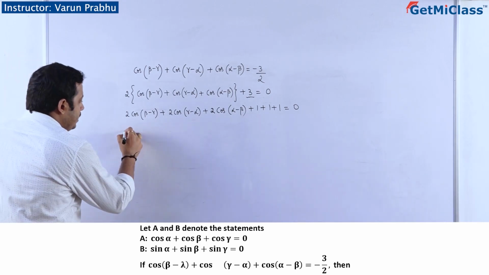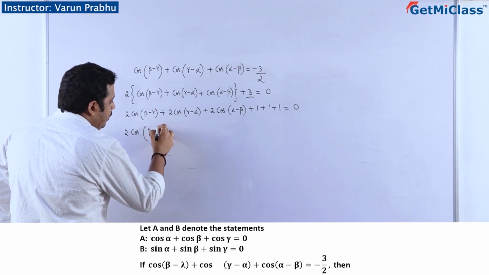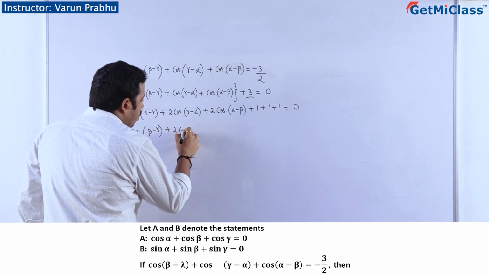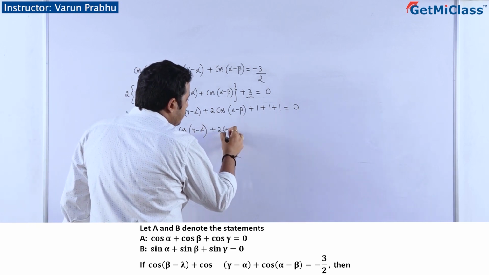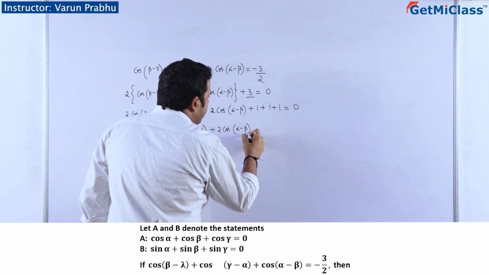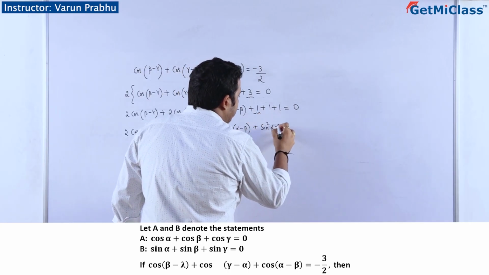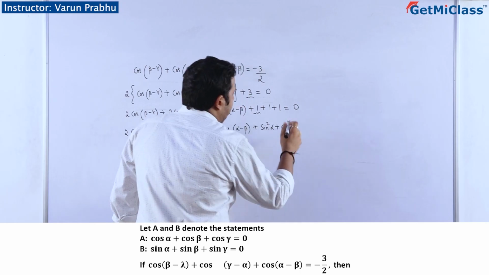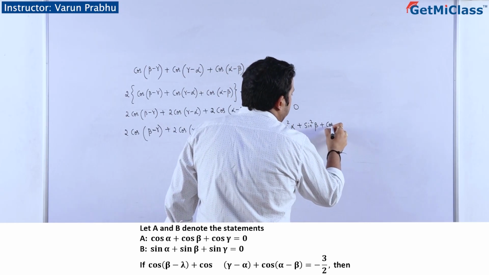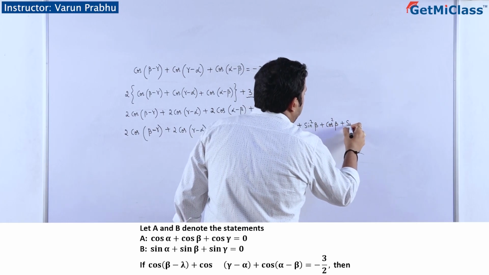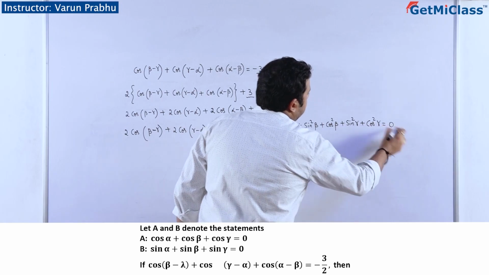Everybody, for the competitive exam, you should be all set when you know the angles alpha, beta, gamma are involved here. So 2 times cos of gamma minus alpha plus 2 times cos of alpha minus beta. I can write the first number 1 as sin squared alpha plus cos squared alpha, plus sin squared beta plus cos squared beta, plus sin squared gamma plus cos squared gamma, that is equal to 0.